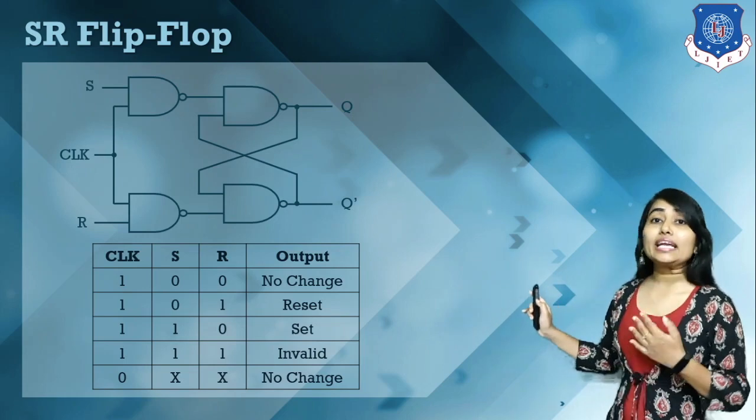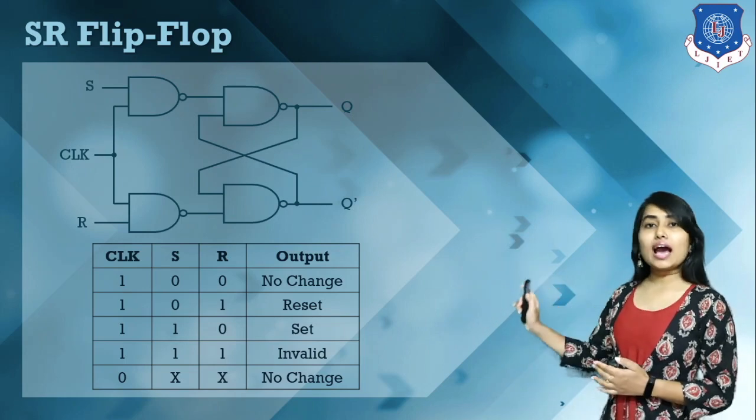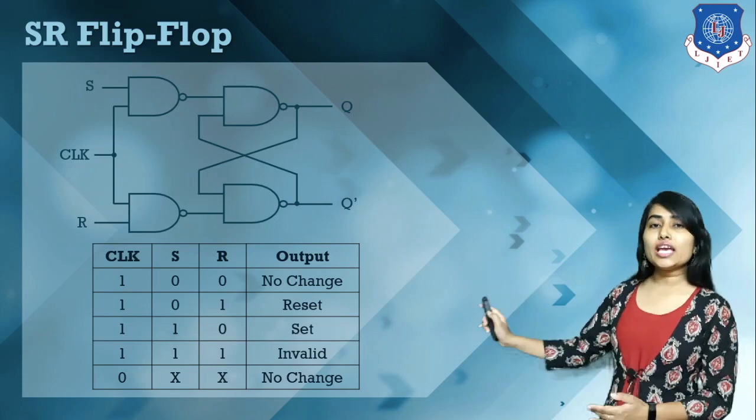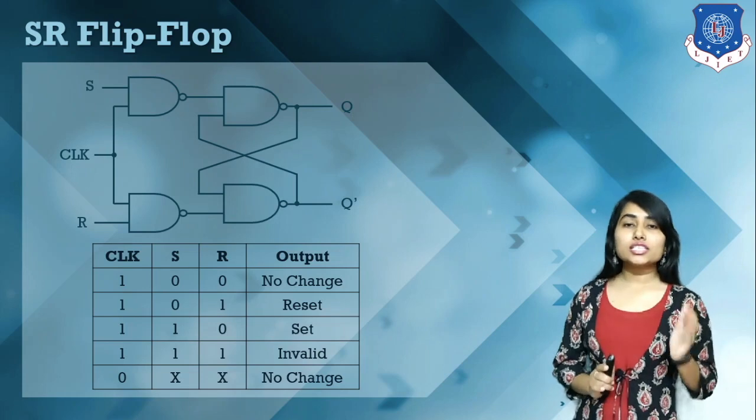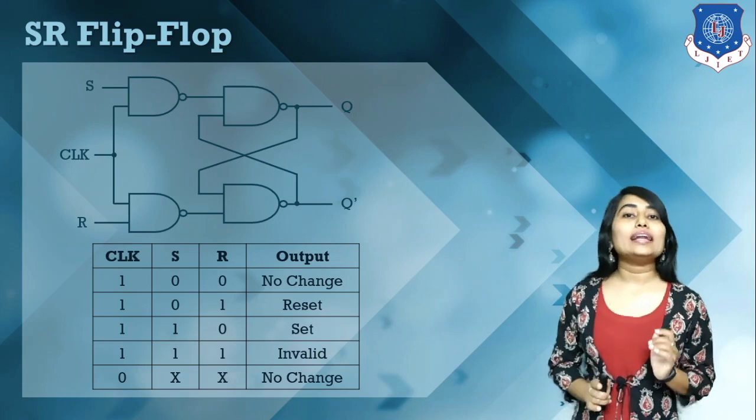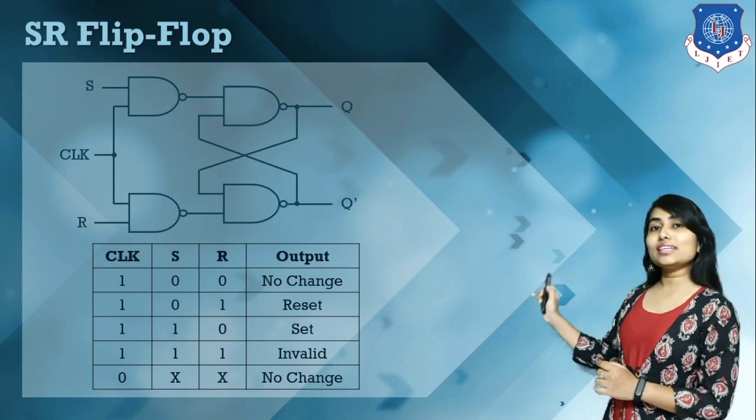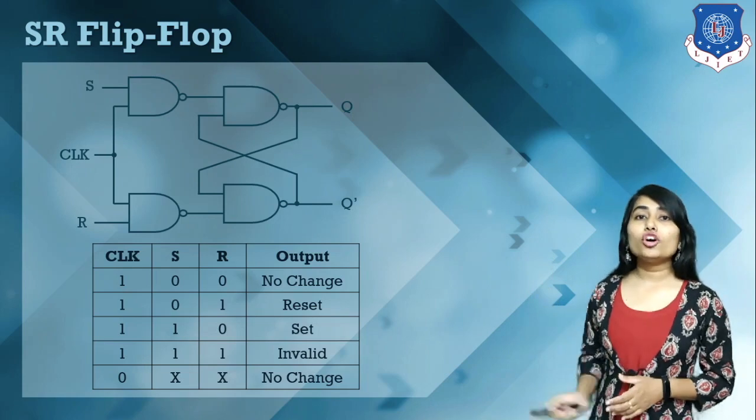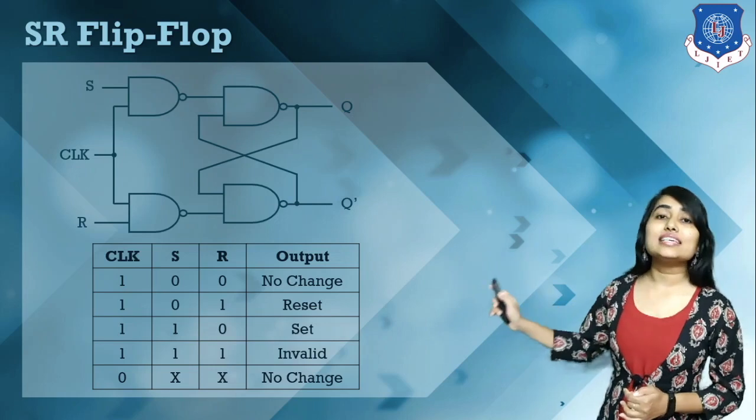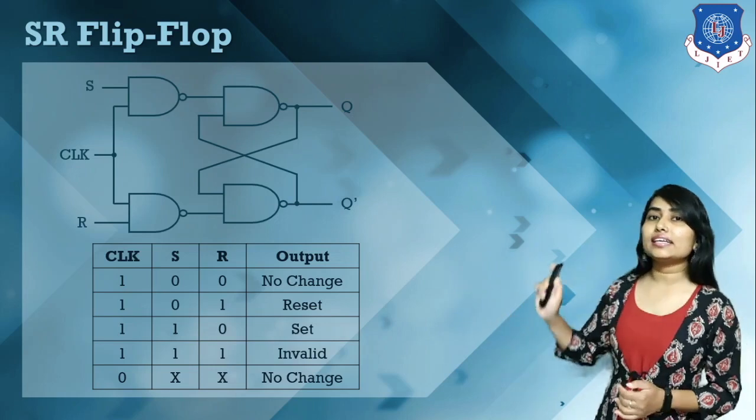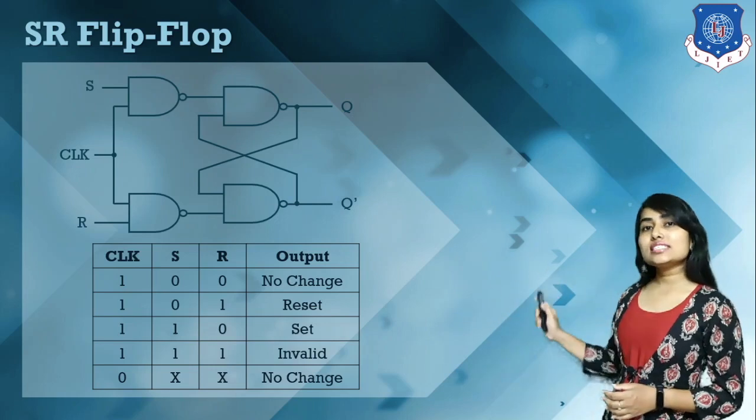Now this is an active high circuit. So whenever R is equal to 1, we have a reset condition. So whenever S is equal to 0 and R is equal to 1, we have a reset condition. Then for S equal to 1 and R equal to 0, whenever S is equal to 1, we have a set condition, or we have a set state.